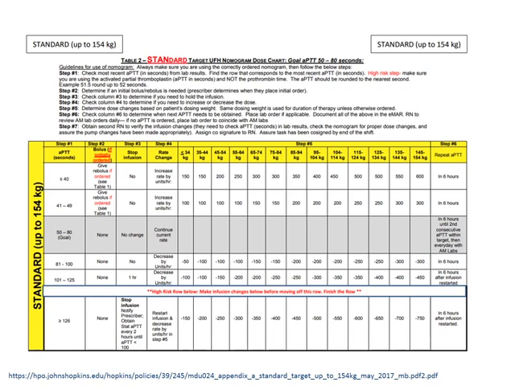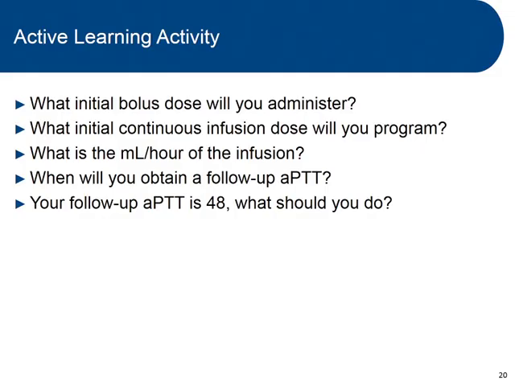I know that was a quick explanation. But what we'll do next is do a little practice with this nomogram. So we have an active learning activity. Here's what I want you to do. I want you to consider our patient, Ms. Bleeden. You can go back to past slides to figure out what her weight is. And I want you to figure out what her initial bolus dose will be, and what her continuous infusion dose will be.